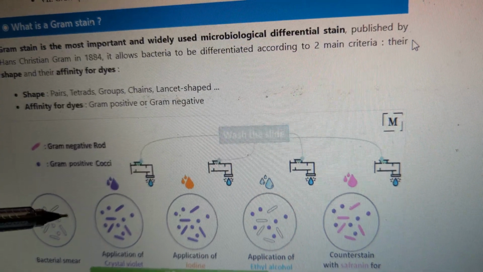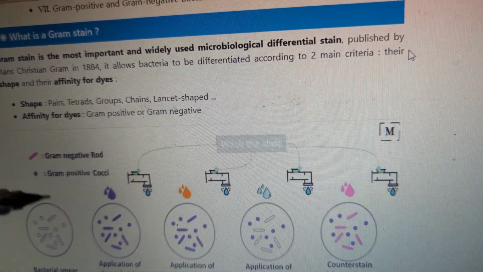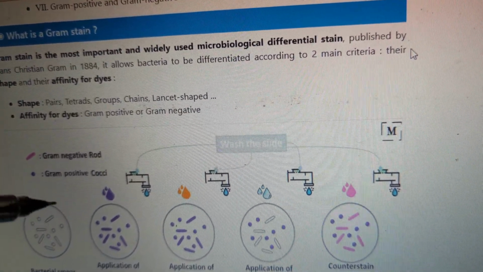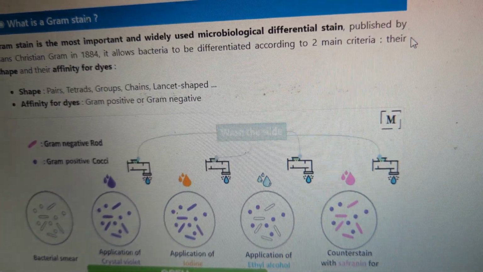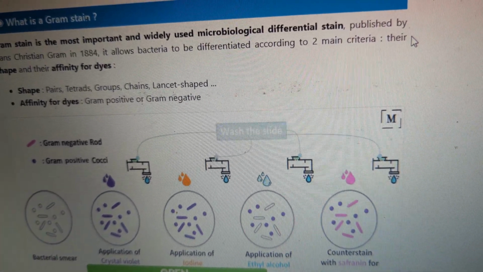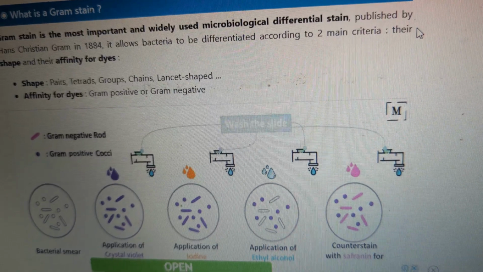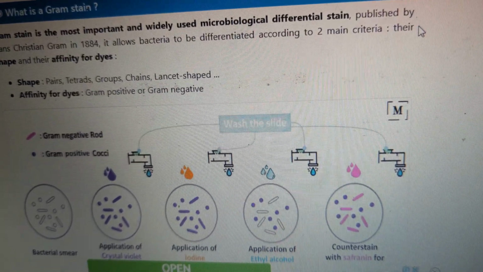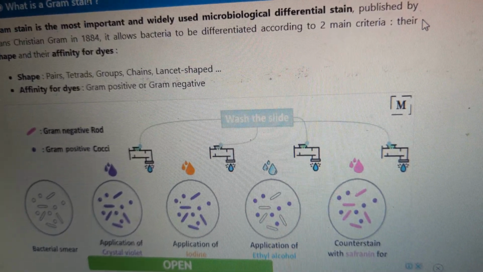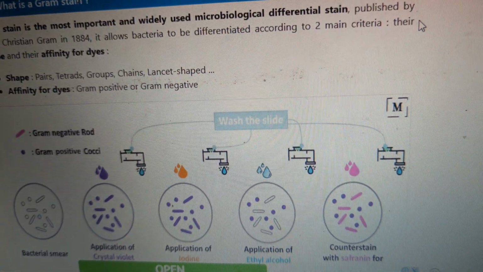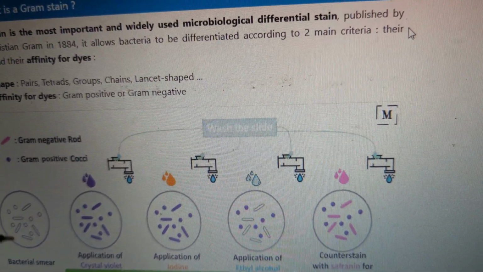So the working definition of what is gram positive is if the bacterium retains the crystal violet, the primary stain. That is the working definition of what is gram positive.